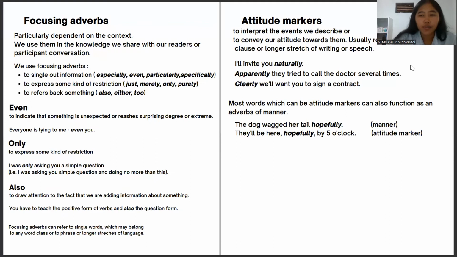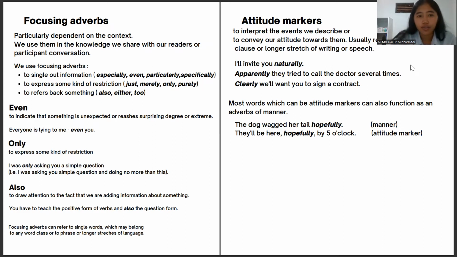Next is focusing adverbs. This is particularly dependent on the context. We use them in knowledge we share with our readers or participants in conversation. We use focusing adverbs to single out information. For example, especially, even, particularly. You can use focusing adverbs to express some kind of instruction, and we can use it to refer back to something. Also, either, too. And here we are gonna concentrate on 3 examples of focusing adverbs.